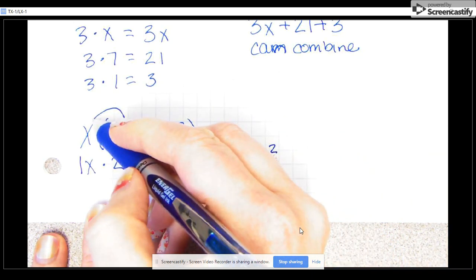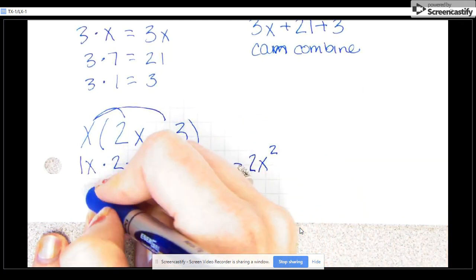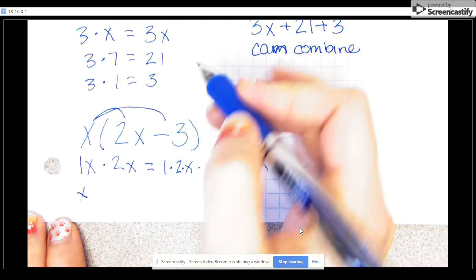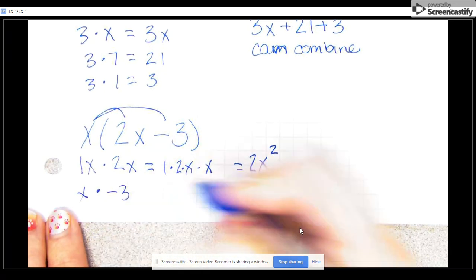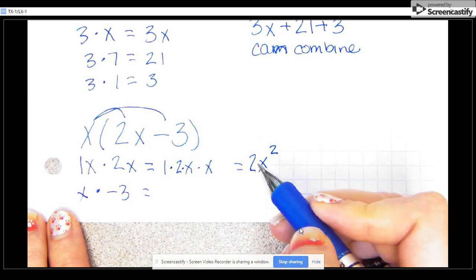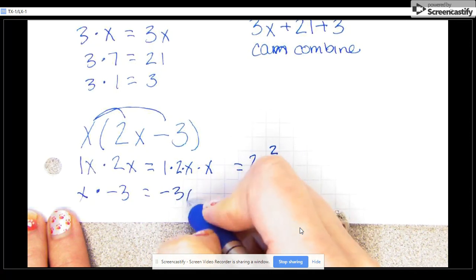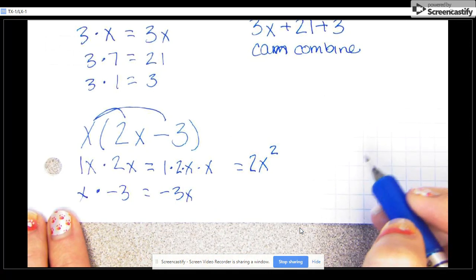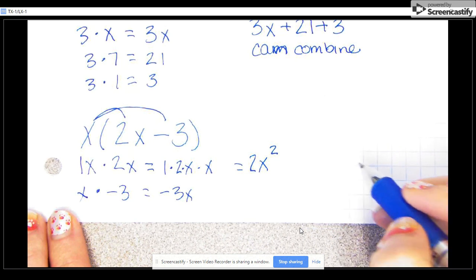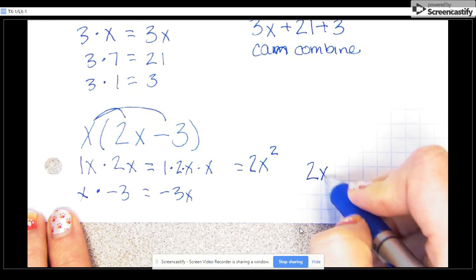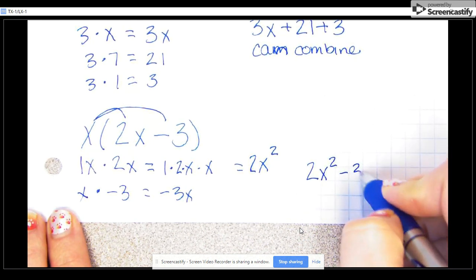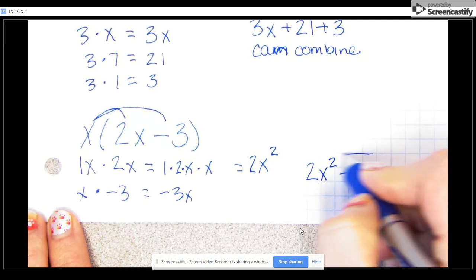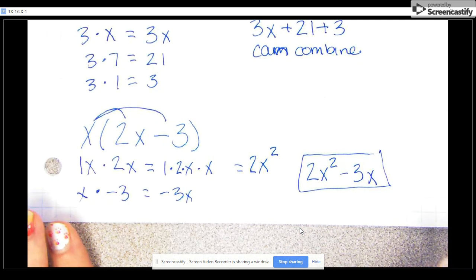2. Continuing on, I'm going to have x times -3. And x times -3 I know is -3x. So if I write those together, I'm going to have 2x squared minus 3x. This one you will not be able to combine. So let's see how that works.